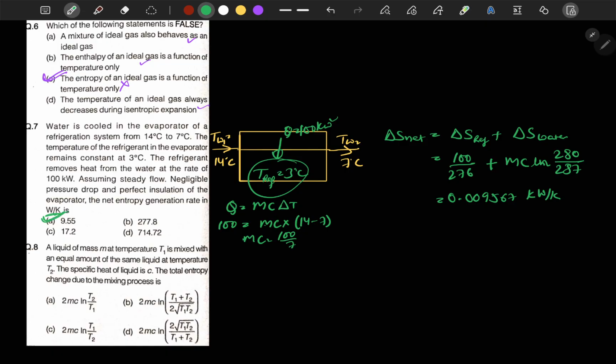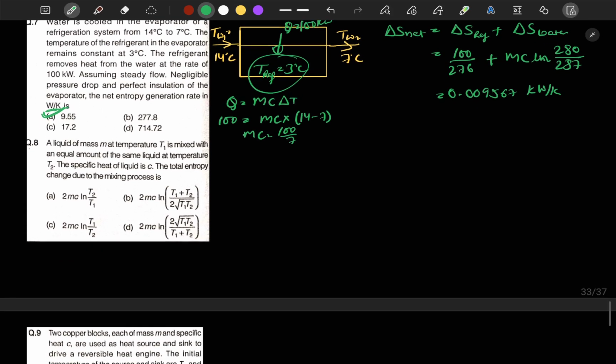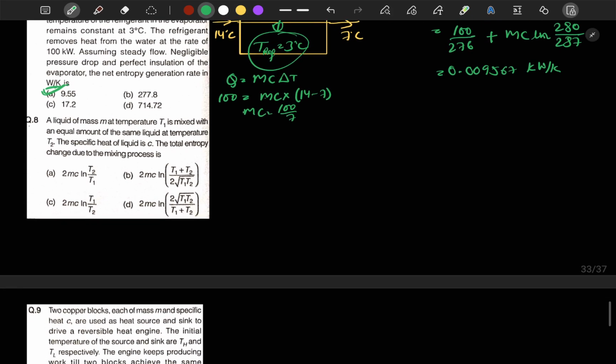Okay, next, moving to next question. Question number 8. The liquid of mass m and temperature T1 is mixed with equal amount of same liquid at temperature T2. The specific heat of liquid is C. The total entropy change during the mixing process.